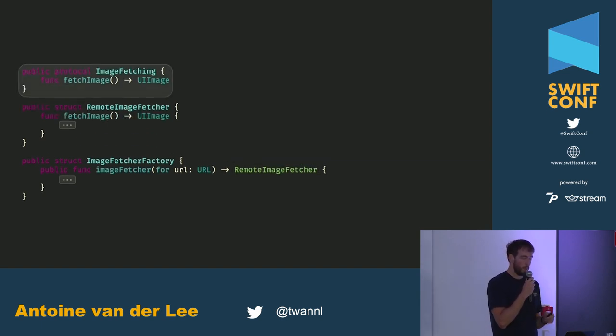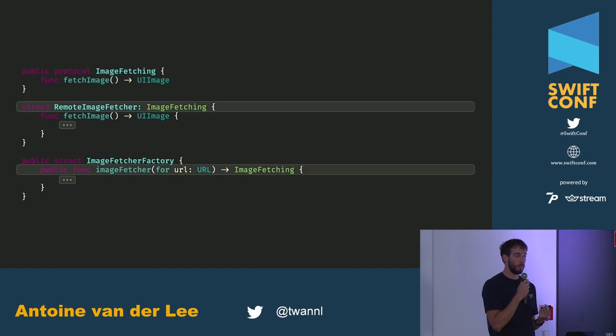So we introduced a protocol, ImageFetching. And due to the protocol, we can now have the remote image fetcher conform to it. As you can see, the remote image fetcher itself is no longer public. Only the protocol is public. So as long as we keep the protocol itself consistent, we can change anything in the remote image fetcher, like renaming it, for example, and that doesn't require any changes from the implementers of your SDK.